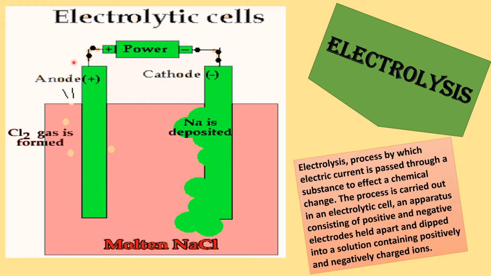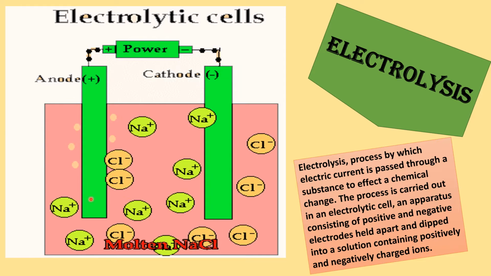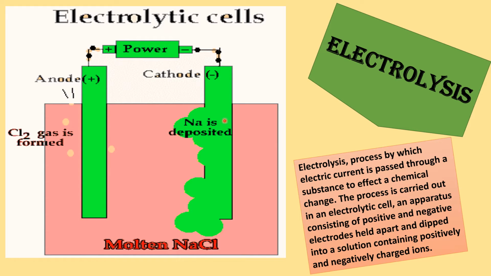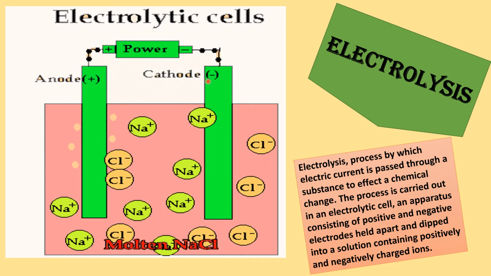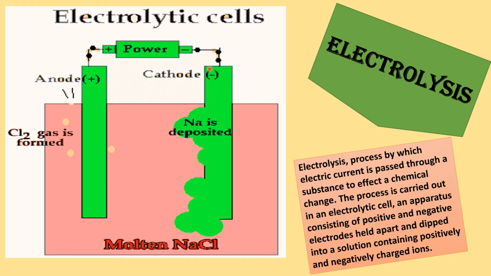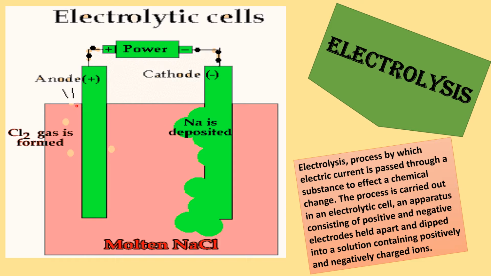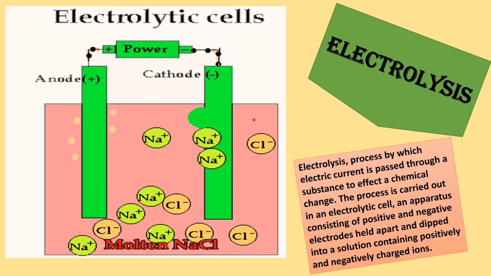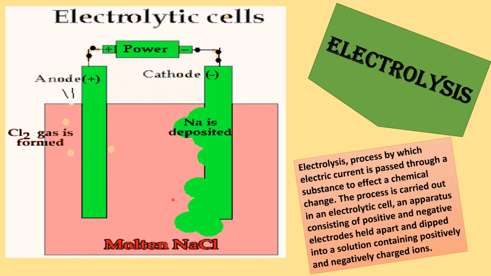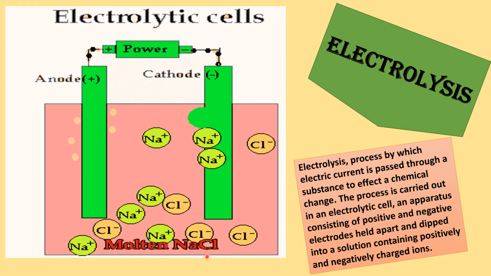Now see this. This is an electrolytic cell. This is anode. This is an electrode and this is another electrode. This is anode, that means this is positive electrode, and this is cathode, that means this is negative electrode. Now see, this is voltmeter and we have taken molten NaCl or molten sodium chloride.